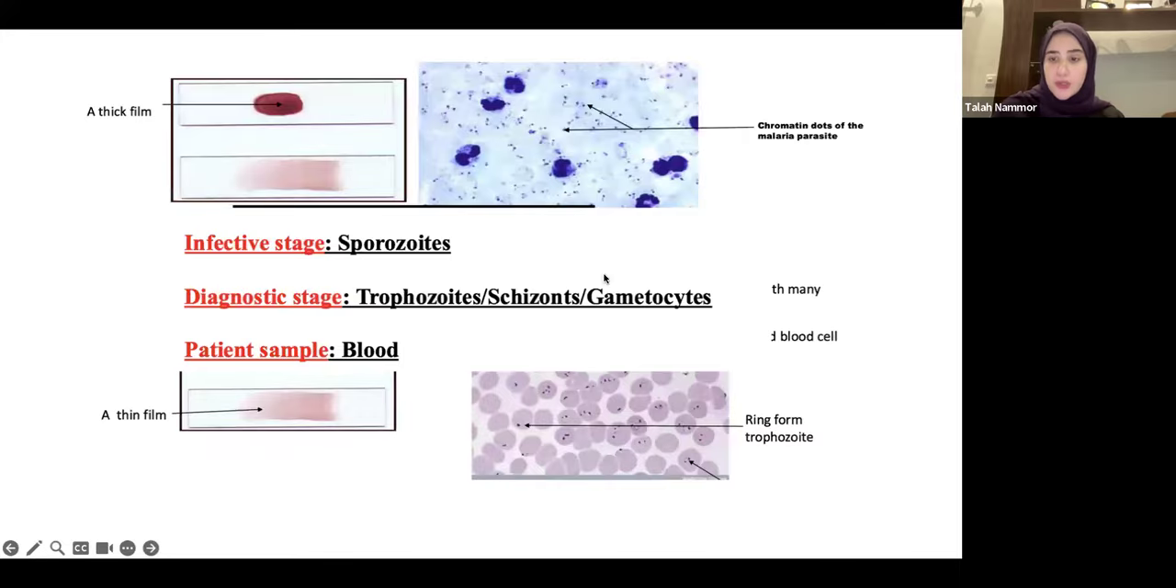So infective stage is the sporozoites. The diagnostic stage can either be the trophozoites, schizonts, or gametocytes. And what is the sample that we use? It's the blood. Is everything clear up until now?